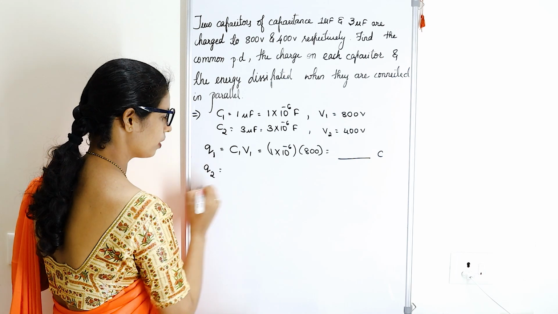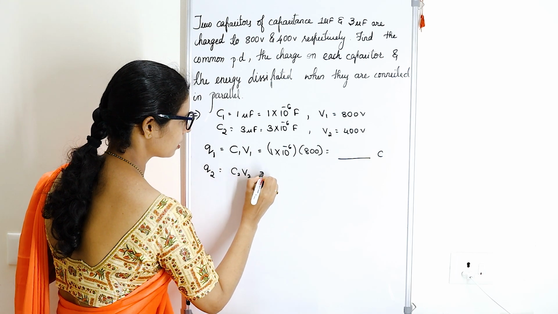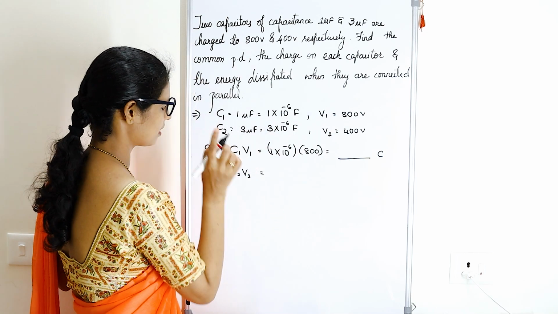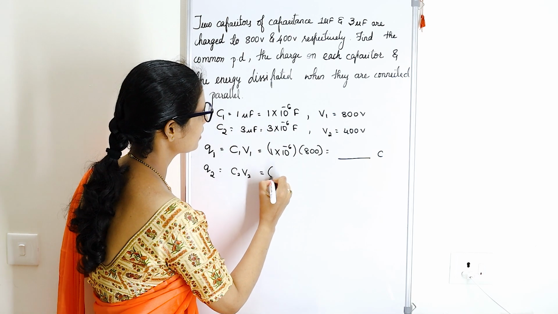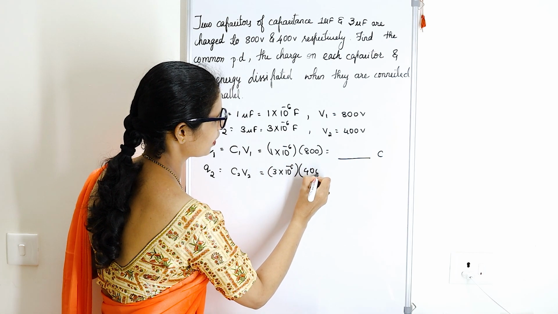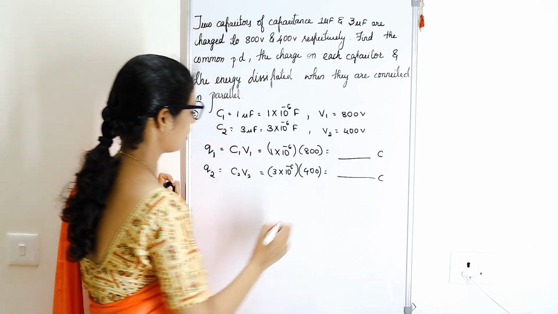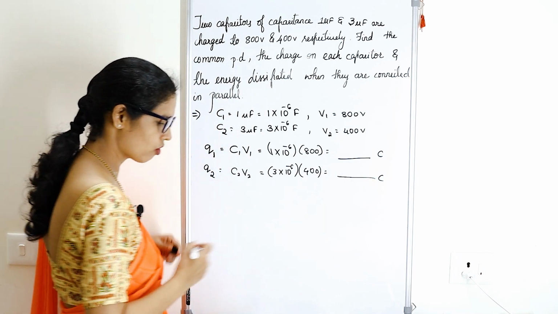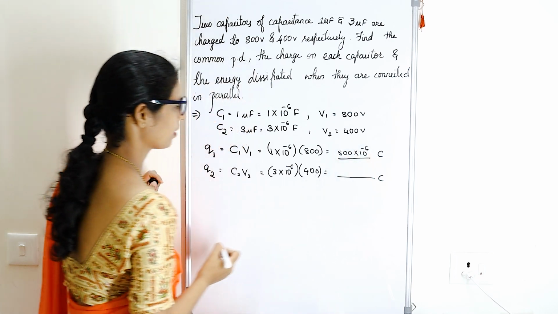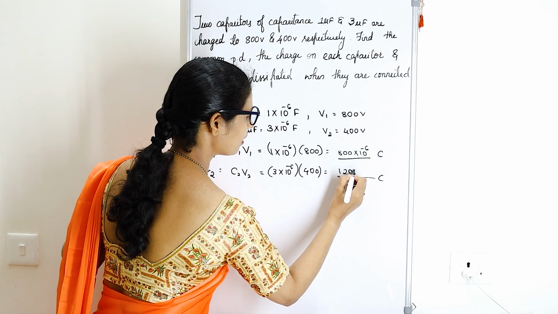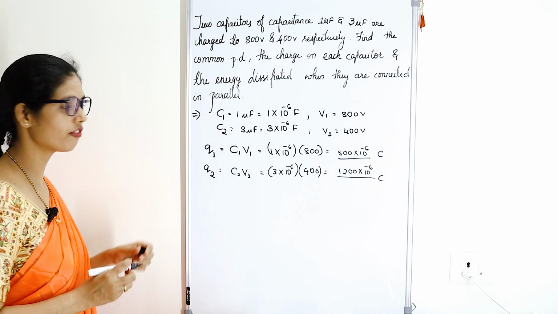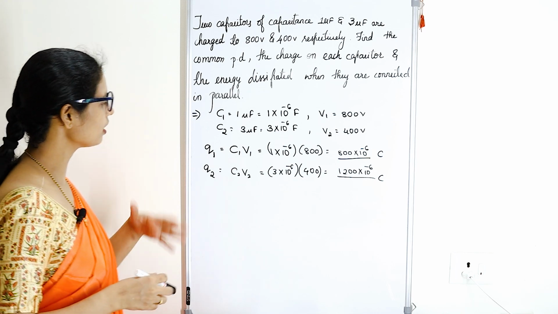Second is Q2 equals C2 V2. That is the second capacitor and the potential difference across that second capacitor. So that is 3 into 10 to the power of minus 6 into 400. Calculate and get the values for Q1 and Q2. So I have got 800 into 10 to the power of minus 6 and then 1200 into 10 to the power of minus 6. These are the values of the charges before the connection.